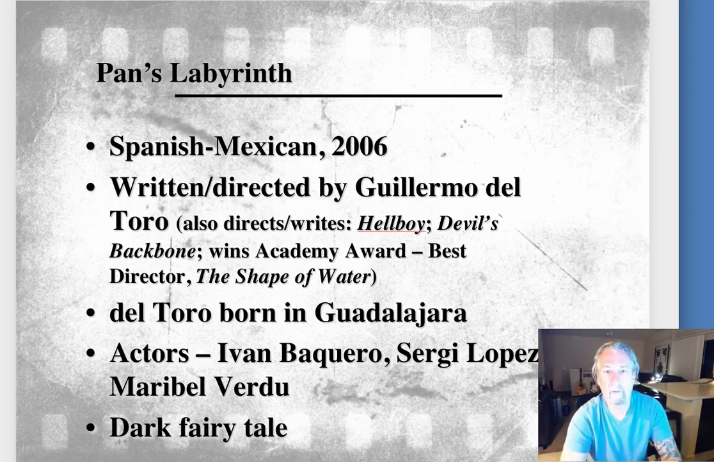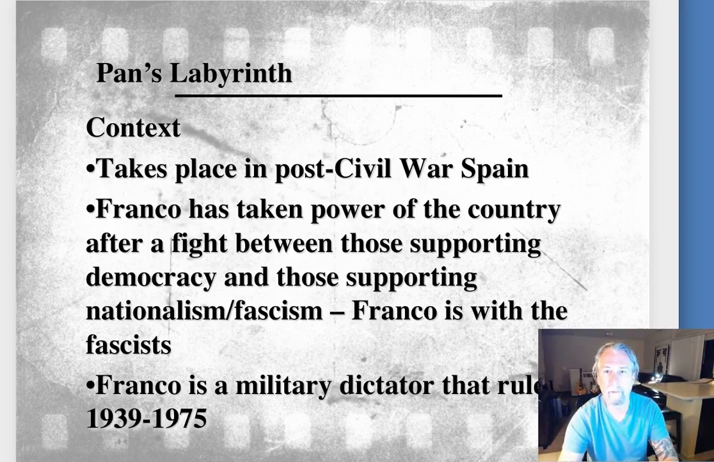And then, simply put, this could be described as a dark fairy tale. Give you a little context. This takes place in post-Civil War Spain. Franco's taken power after there's a fight between those that want a democracy and those that want a fascist government, nationalism, strong sense of nationalism, and they win out. Franco is one that's put in charge of this, and he becomes a military dictator, and his regime lasts for a long time. So even though this movie takes place and there's hope for it right at the end of the Civil War, they don't succeed. The rebels don't succeed, and then it's a fascist regime for those many years after.